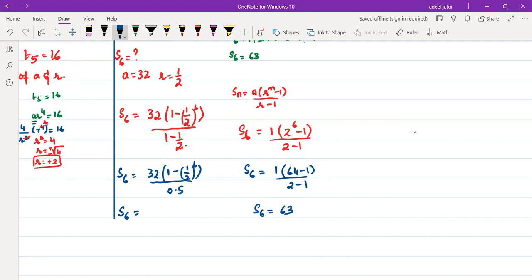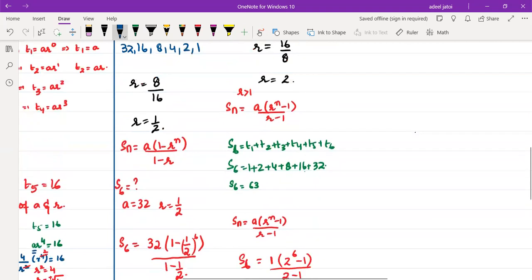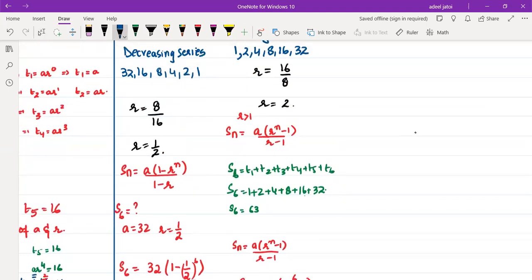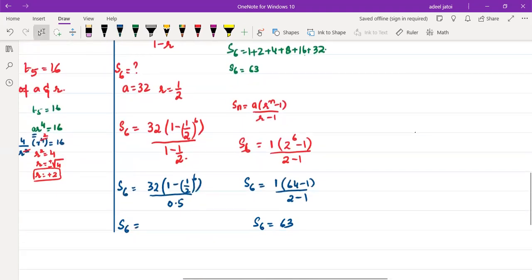What do we have? Can I have the total sum of the given expression? What will be the total sum? Since the value is 32, we started off from 32. The answer is 63.